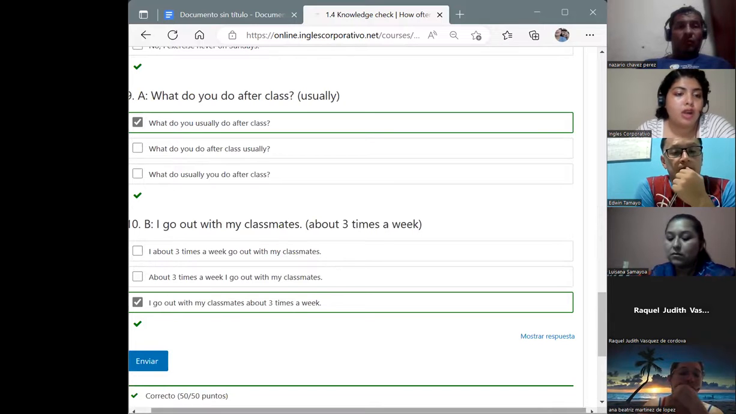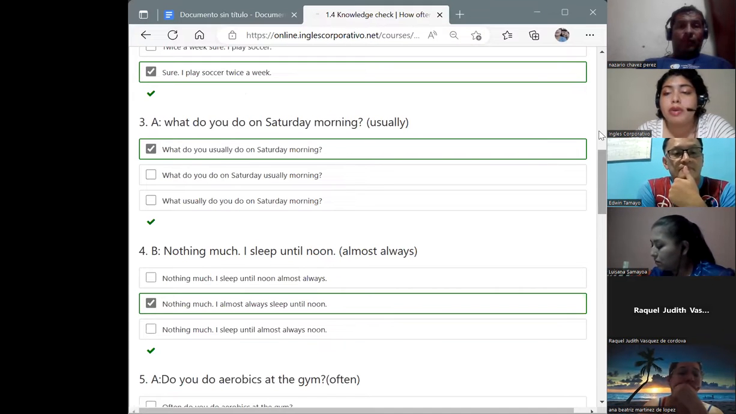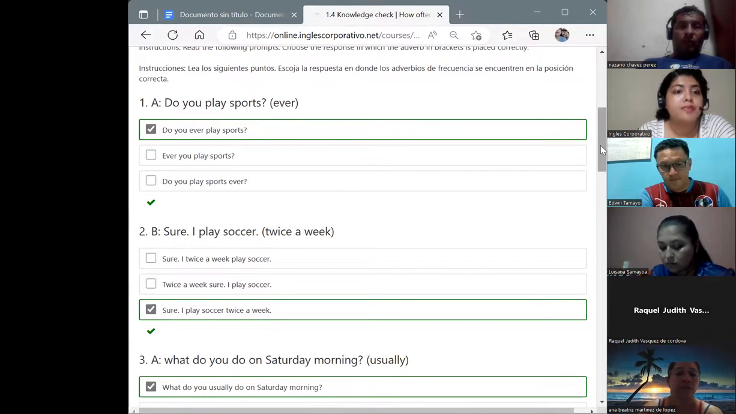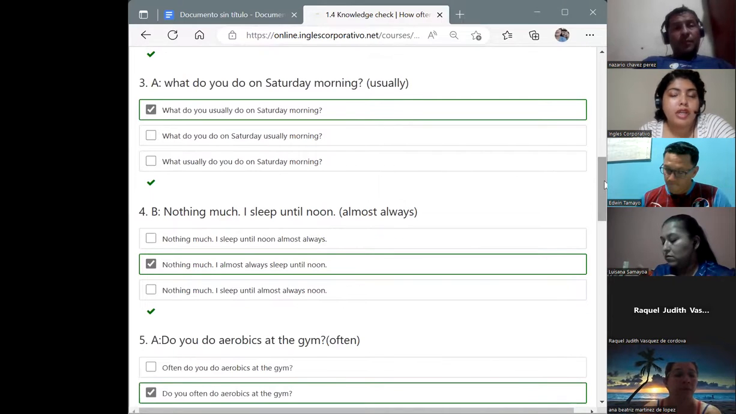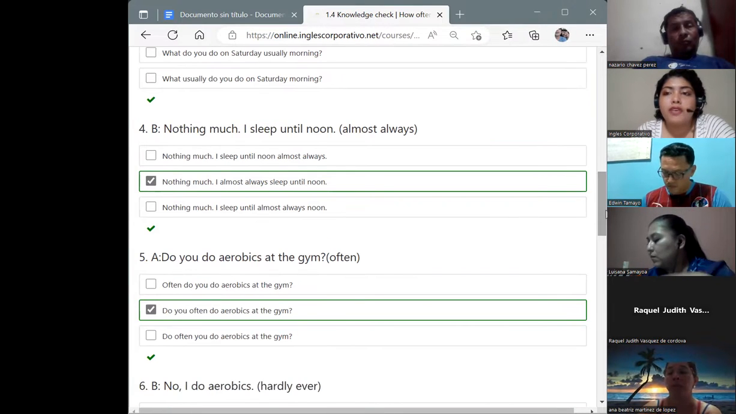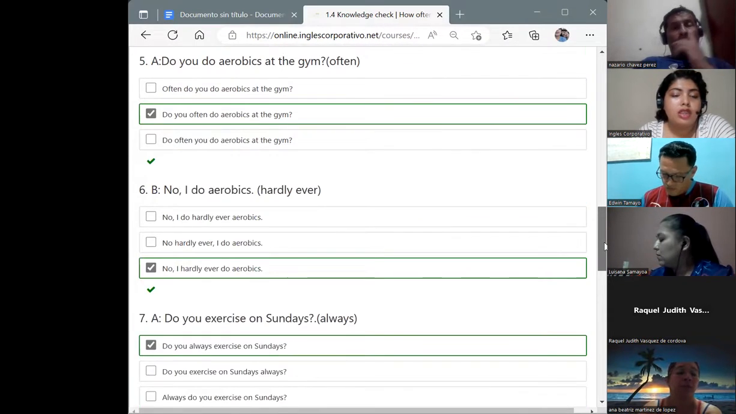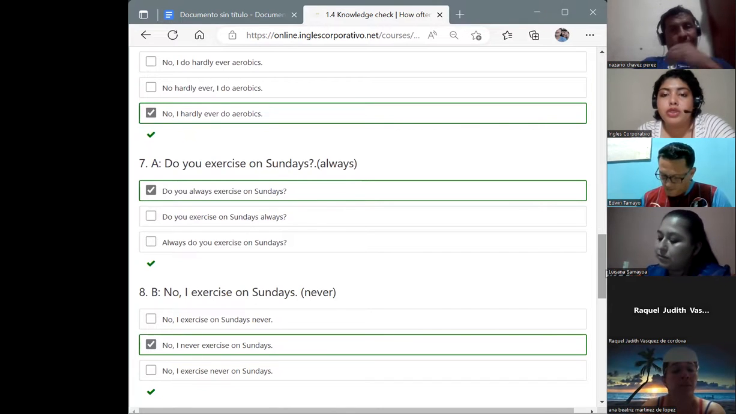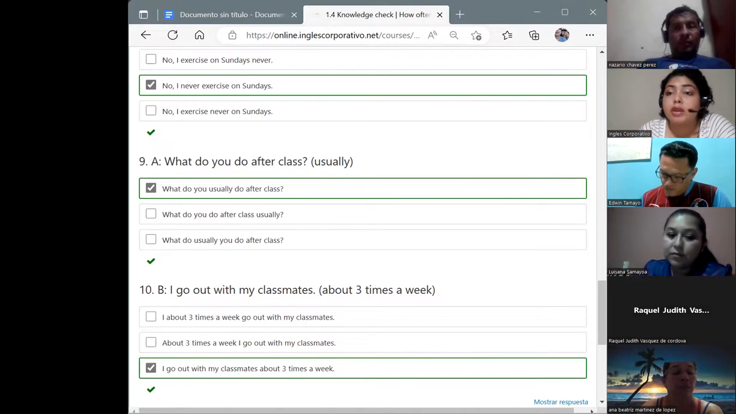Oh, wow. All of them are correct. Todas ellas están correctas. Así que solo hacemos el pequeño review para los que están tomando notas. Number one is option number one. Number two, option number three. Number three, option one. Number four, option two. Number five, option two. Number six, option three. Number seven, option one. Number eight, option two. Number nine, option one. And the last one, number 10, option three.